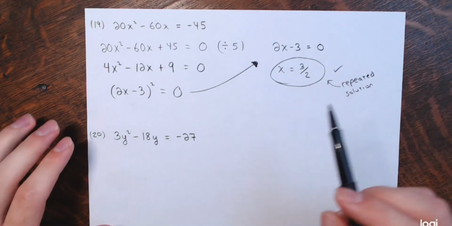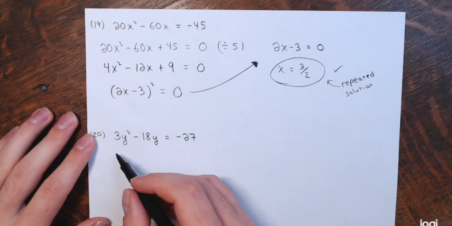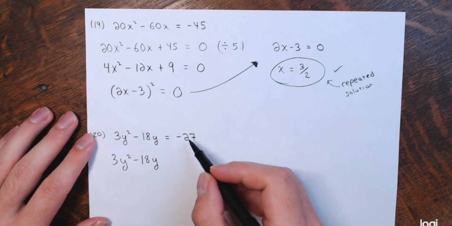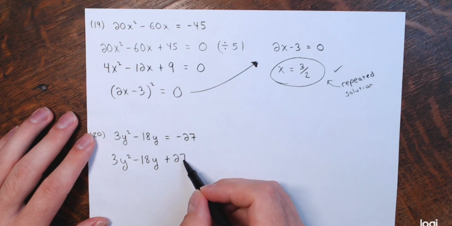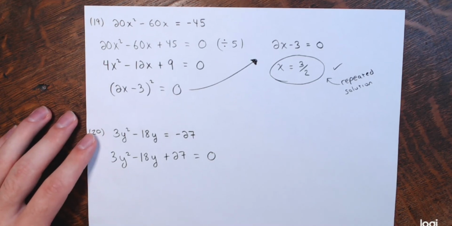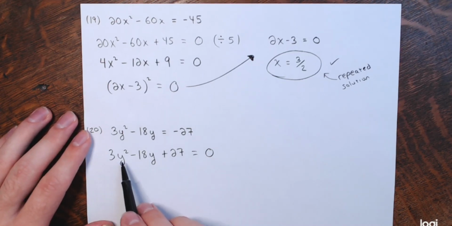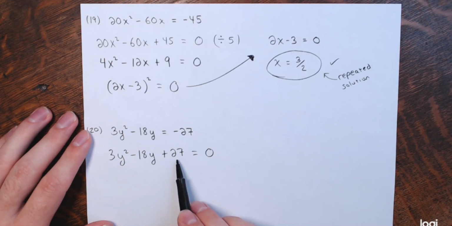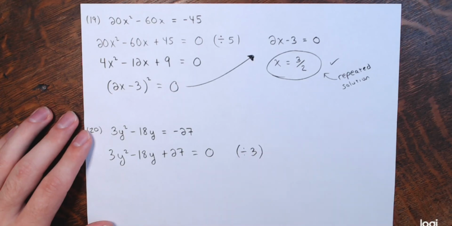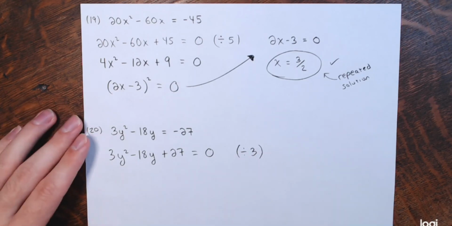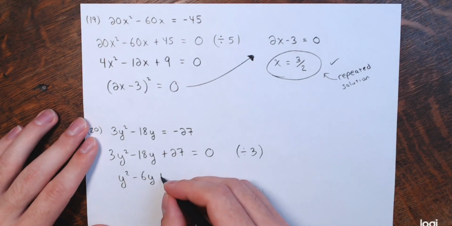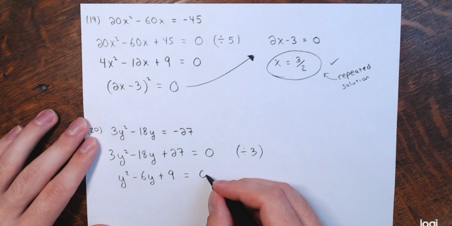Okay. Next, same thing. I want to take everything to one side. So we got 3y squared minus 18y plus 27 equals 0. And if you don't see it, fine, but I noticed that all these coefficients are some multiple of 3. So I'm going to divide by 3 on both sides, just to make the numbers smaller. It's an equation. So we got y squared minus 6y plus 9 equals 0.